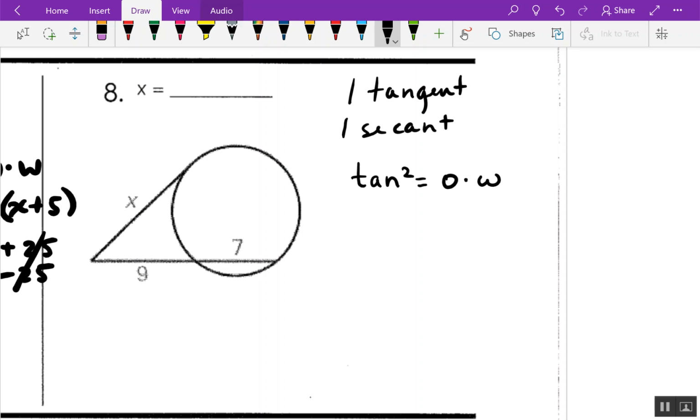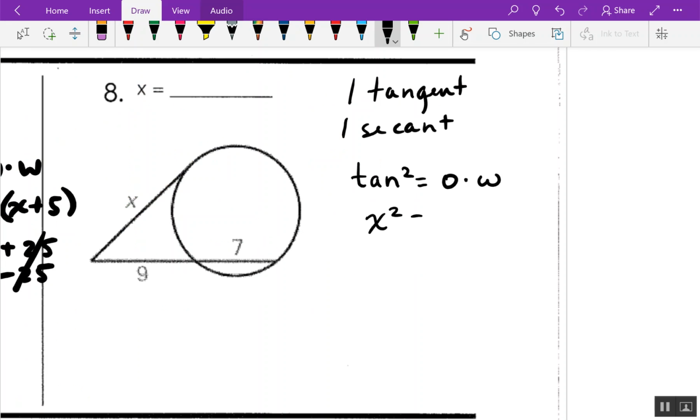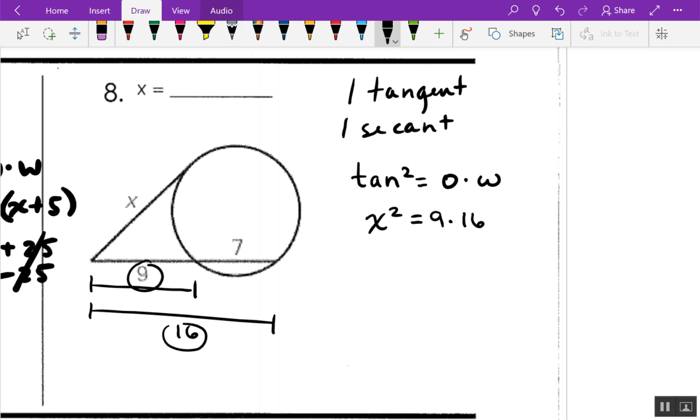So your tangent is what in this case? X, right? So this is going to be x squared. The outside piece of the secant is how big? No, the outside piece of the secant is just 9. How much is the whole piece? 16. So it's going to be 9 times 16. I have a calculator. You should have a calculator. Let's go. Number 7 is 1.4.